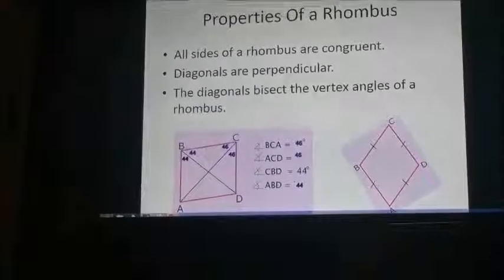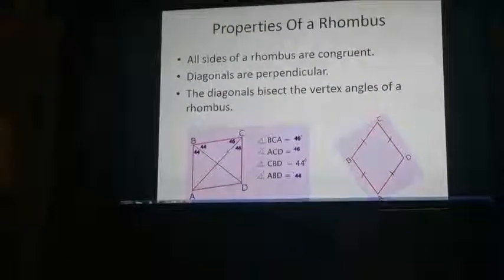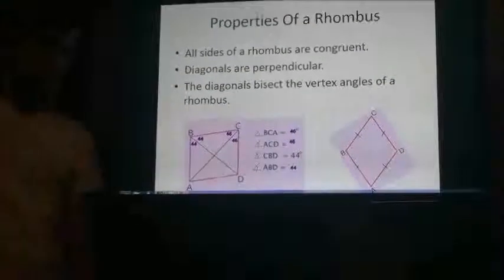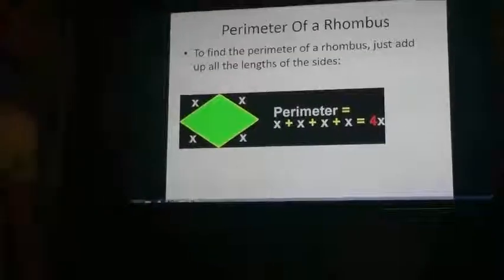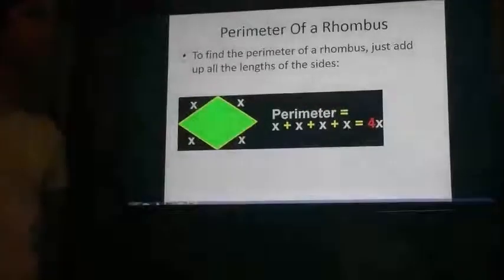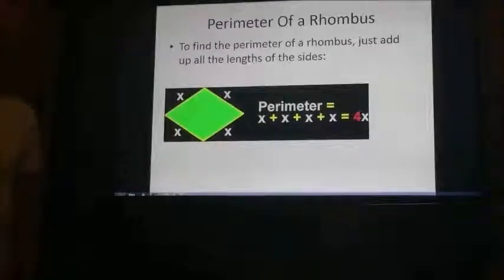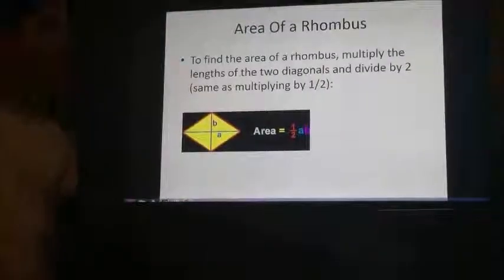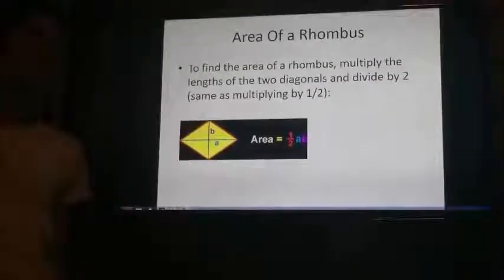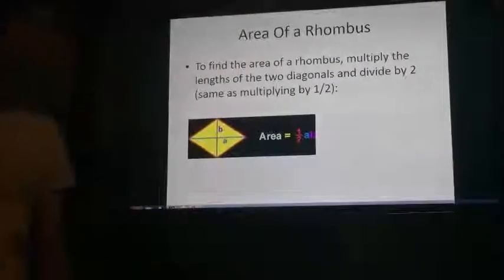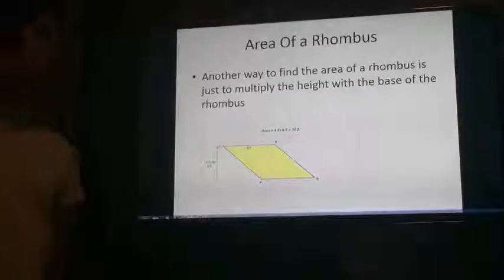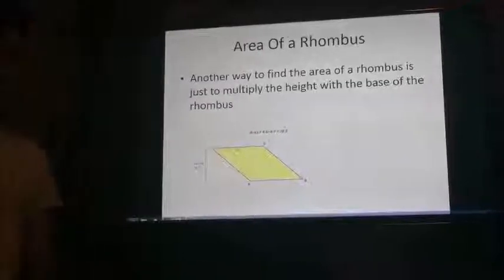Properties of a rhombus. All sides of a rhombus are congruent. Diagonals are perpendicular. The diagonals bisect the vertex angles of a rhombus. Perimeter of a rhombus. To find the perimeter of a rhombus, just add up all the lengths of the sides. Area of a rhombus. To find the area of a rhombus, multiply the lengths of the two diagonals and divide by 2. Another way to find the area of a rhombus is to multiply the height with the base of the rhombus.